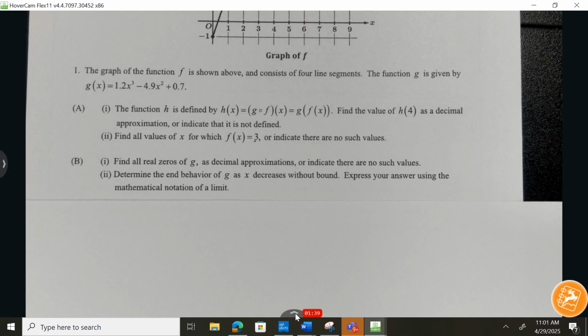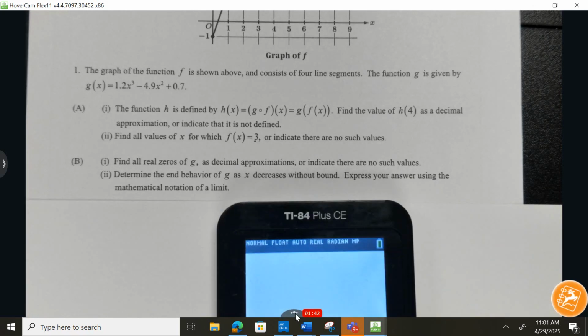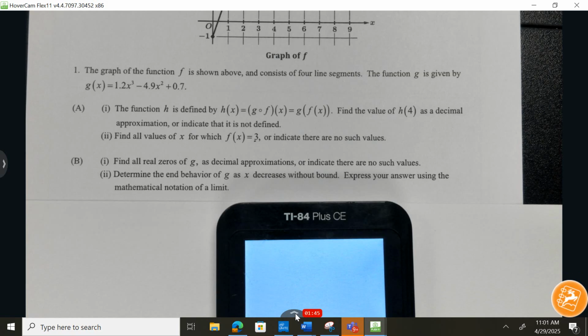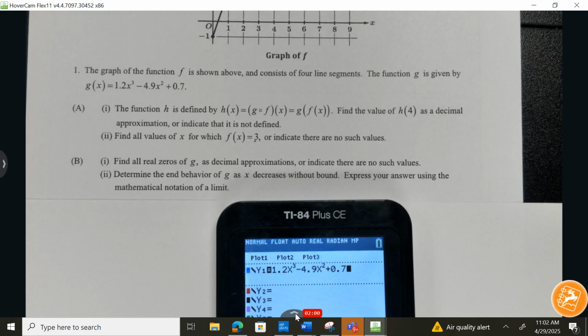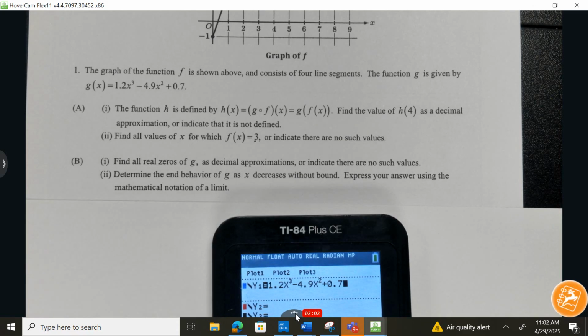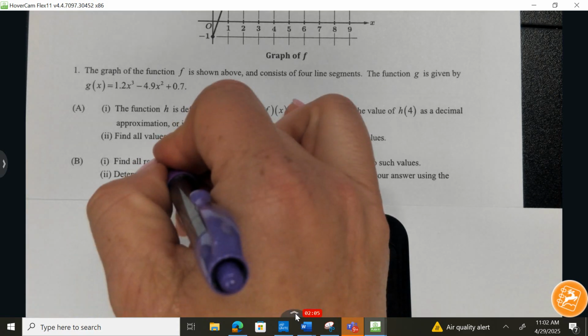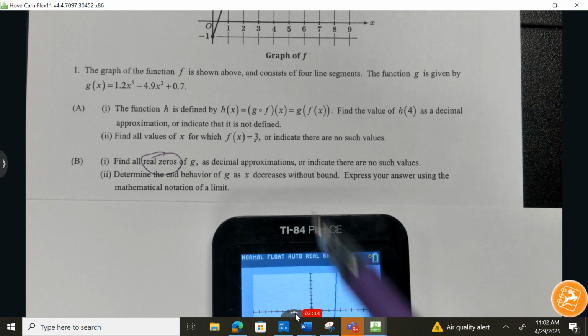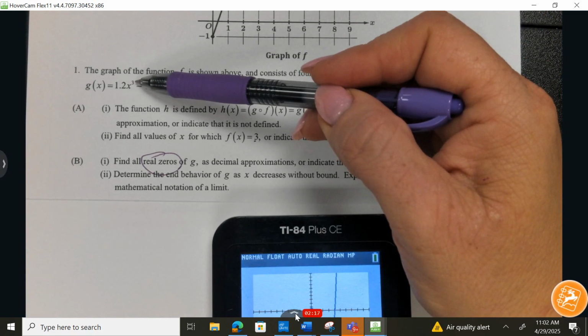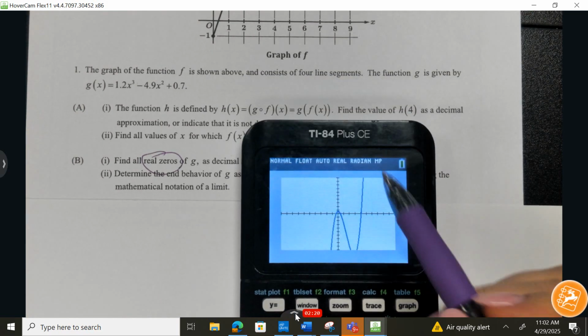All right, let's look right now at part B. I'm going to make sure I've cleared my calculator. I'm going to go to y equals, and let's plug in the function g: 1.2 x to the third power, subtract 4.9 x squared plus 0.7. All right, so we want to find all of the zeros, or the x-intercepts of this function. So let's graph it. We may need to adjust the graph. That's okay. Okay, so I can see that we have a possibility of 3 real roots, and those 3 real roots are shown right here.